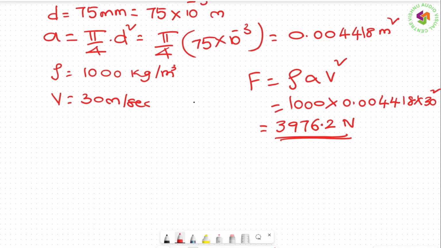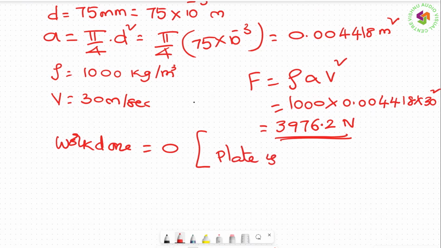So therefore, work done is equal to 0 because the plate is stationary. As long as the plate is stationary, work done will always be equal to 0. So this is the first problem.